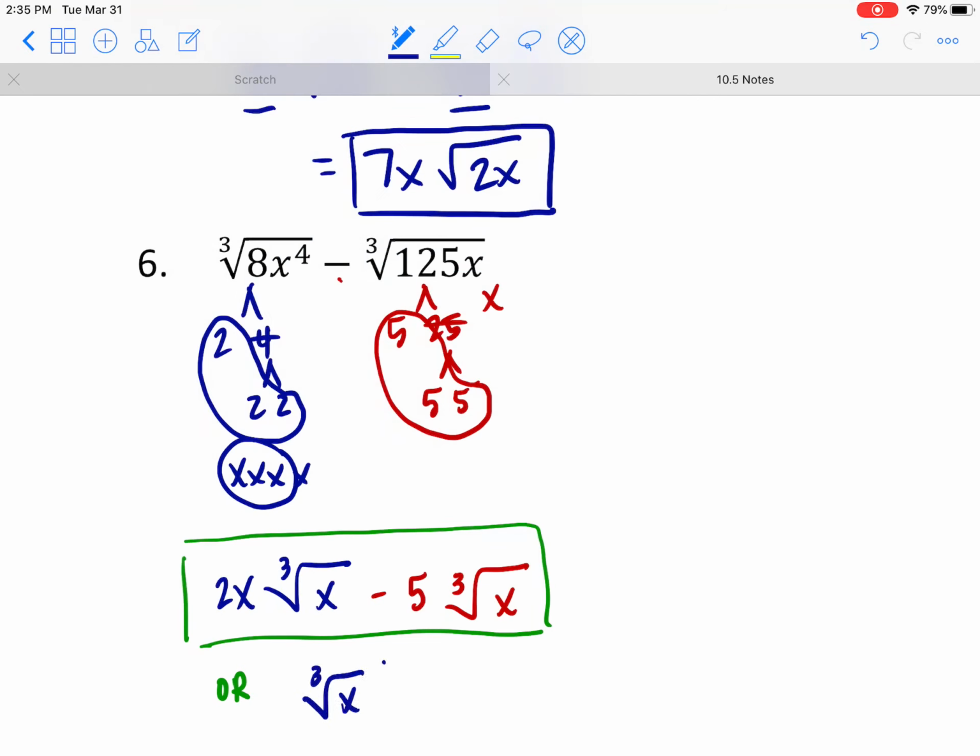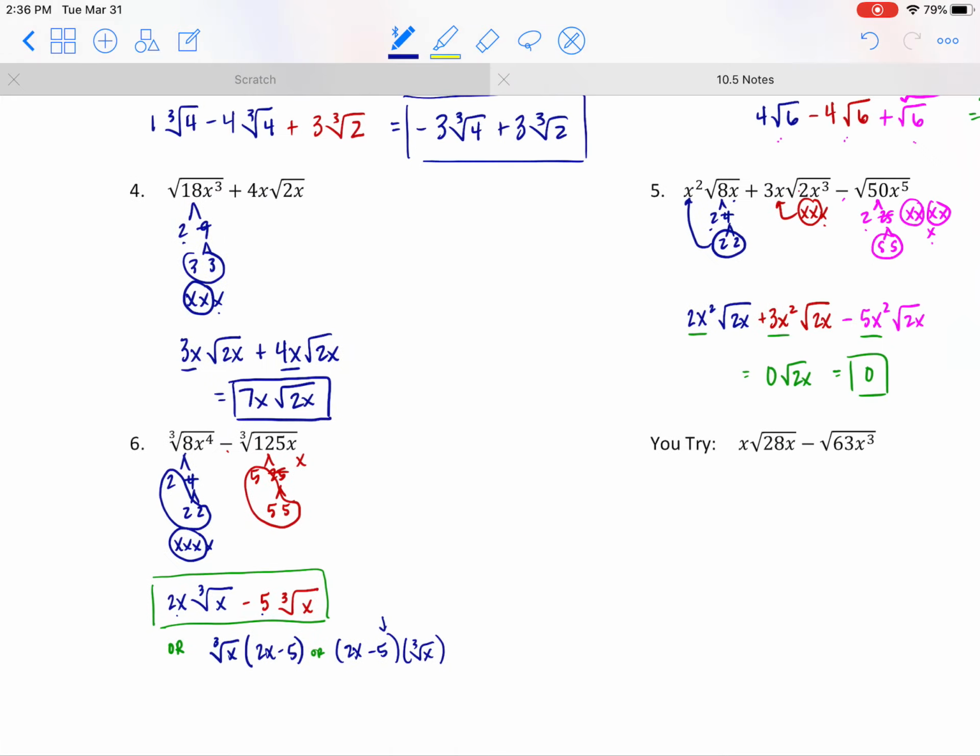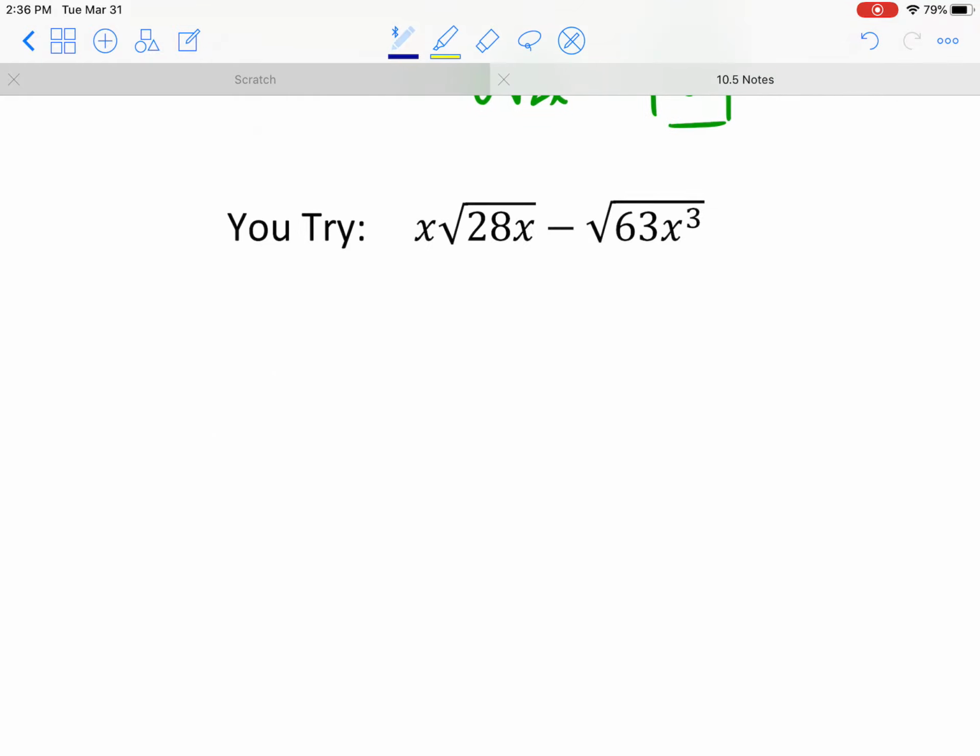So if we factored out the cube root of x that they had in common, what would be left would be the 2x and the minus 5. Or we could just change the order we multiply and say this is the same thing as 2x minus 5 times a cube root of x. I don't really care which answer you had there. I think MATLAB would prefer the third version, but I'm perfectly happy with the green one that I boxed in, okay? So when you're combining the coefficients, they have to be like terms as well.